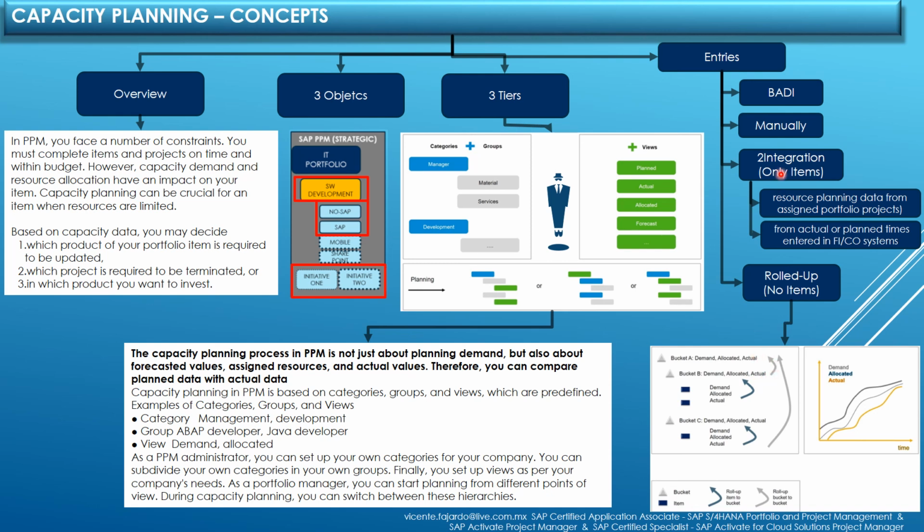If we decide to use integration for items, we have two ways to do it. One is resource planning data from assigned portfolio projects, and the other one is from actual or planned times entered in FICO systems.